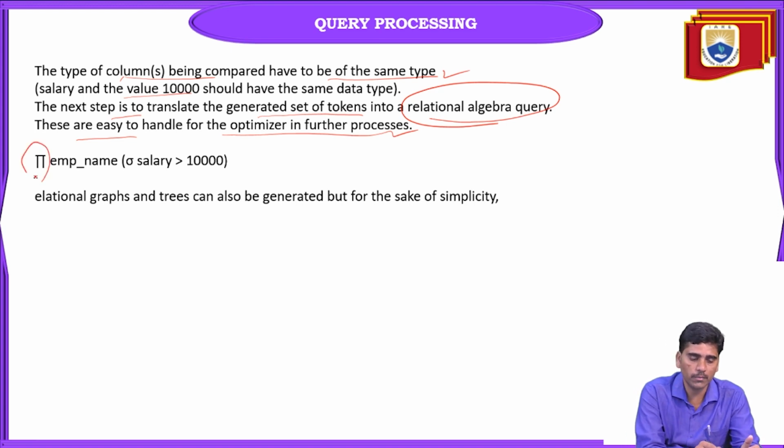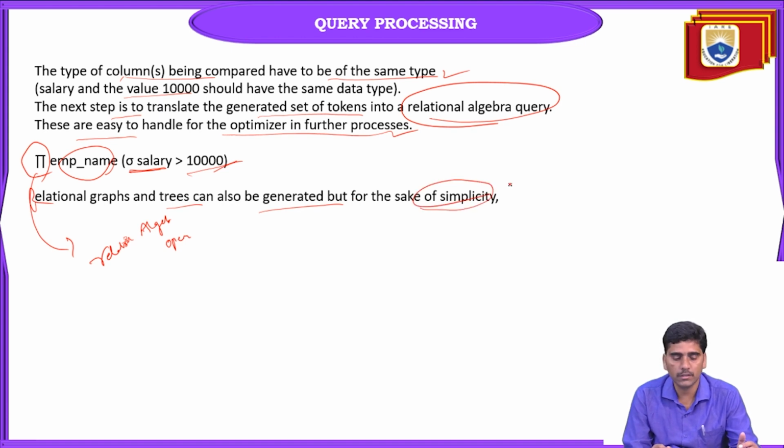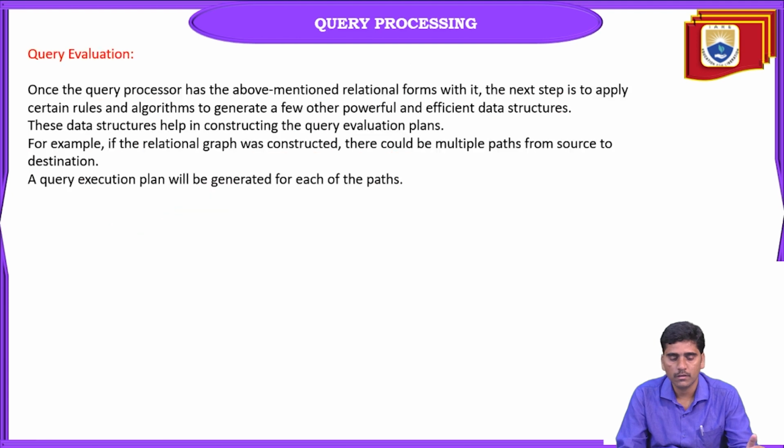So here this is the projection symbol, a relational algebra operator. Employee name is the column name, and sigma indicates the condition, taken as salary greater than 10,000. Relational graphs and trees can also be generated, but for the sake of simplicity, only this is displayed.